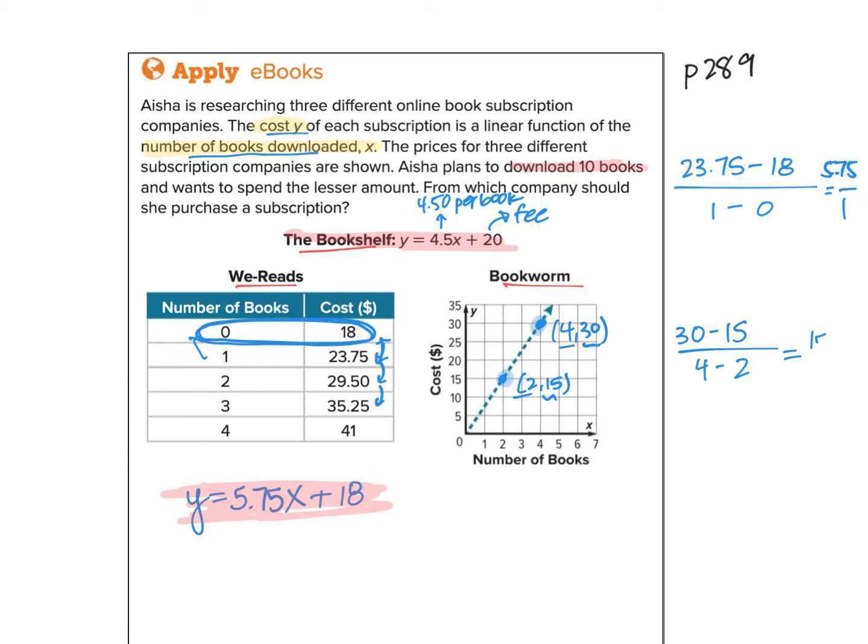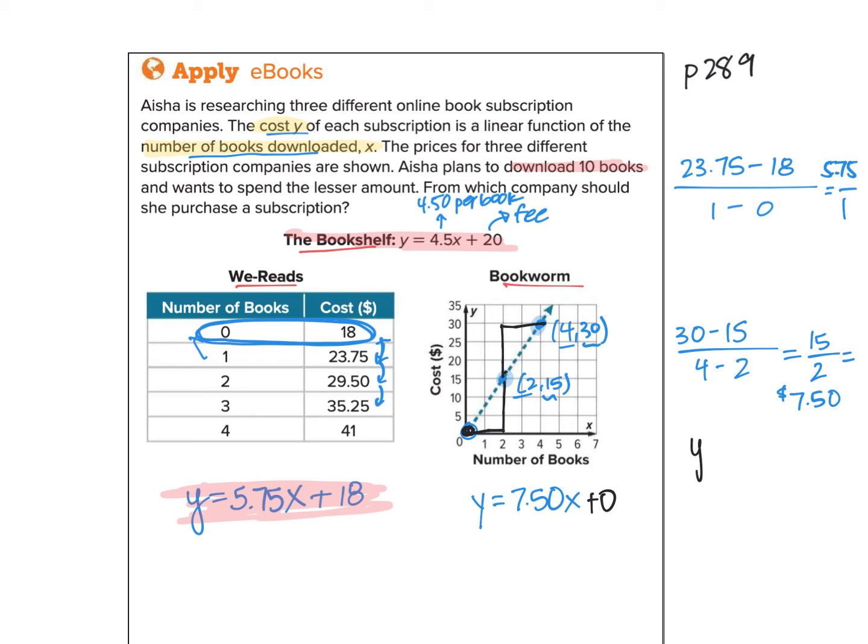So 30 minus 15 is 15. 4 minus 2 is 2. I can use my calculator. 15 split in half is 7.50. So it looks like it's $7.50 per book. So I have 7.50X. Now, to find my initial value, it looks like it might be 0, but I'm going to see a couple different ways. One way I could think is, look at my slope. It looks like it's up 1, 2, 3 over 2. If I go backwards, 1, 2, 3, back 2, it does end at 0. So that's one way I could get it.